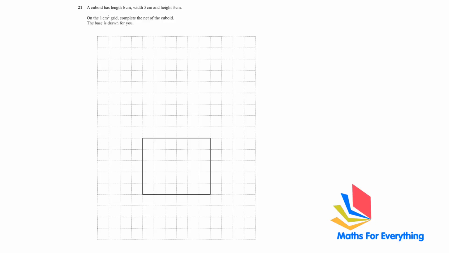Question number 21. A cuboid has length 6 cm, width 5 cm, and height 3 cm. On the 1 square centimeter grid, complete the net of the cuboid. The base is drawn for you.